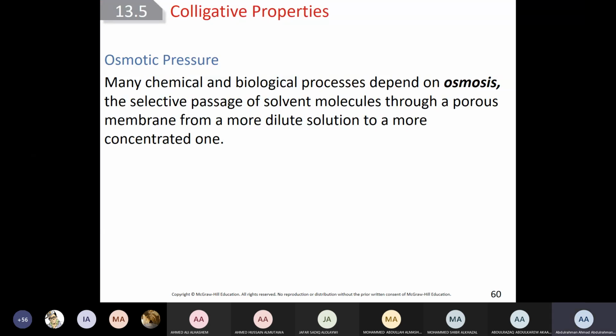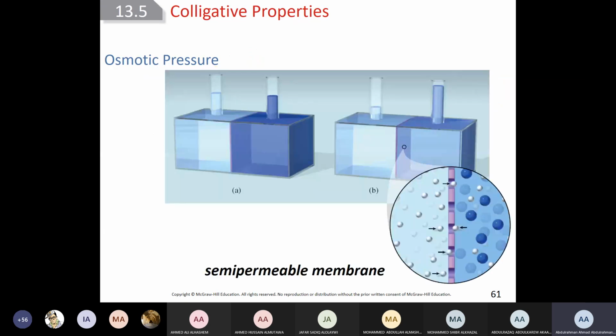Last thing, osmotic pressure. What's osmotic pressure? We're going to represent it by the letter pi, like this. This is called osmotic pressure. This is called osmosis. I want you to know this word because it's an extremely important word, especially for Saudi Arabia. What is osmosis? I will give you this example and you will understand.